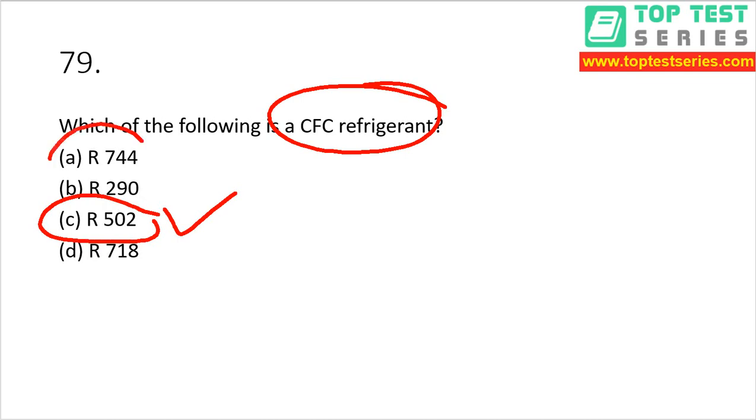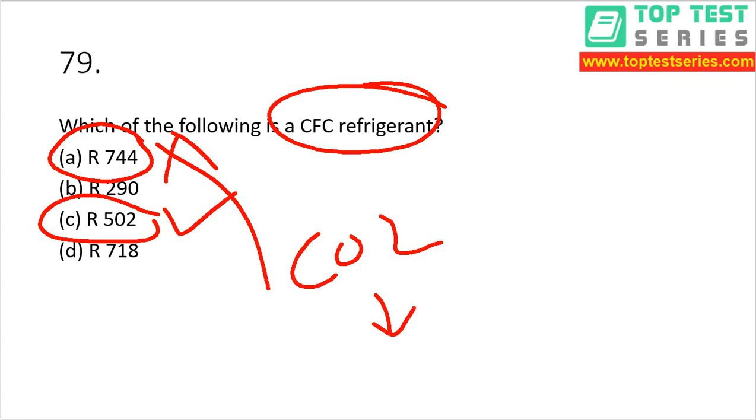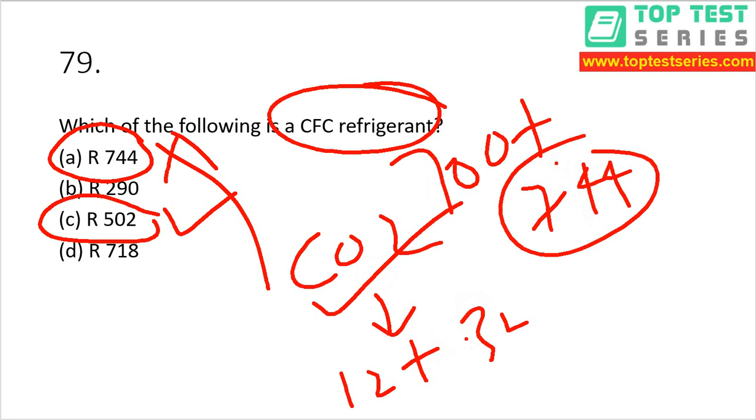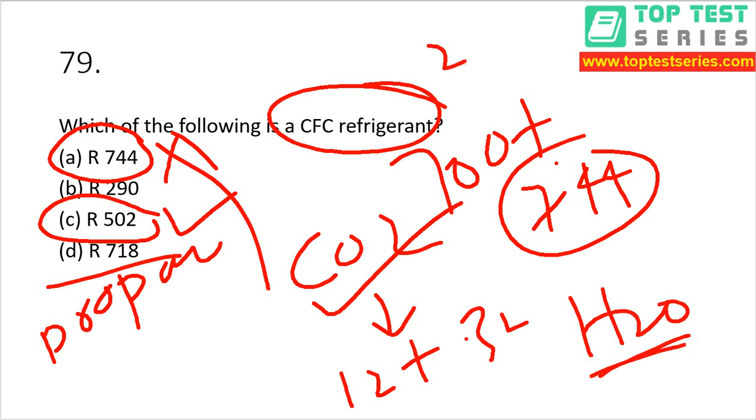Now, my dear, R744, that is CO2. Just look at this. C is 12 and 700 plus should be there, and O2 is 32. So 744 is for CO2, right? And 290 is for propane, right? Propane. And 718 for water. Just look at water, 2 plus 16, right? And that is 718 because for inorganic refrigerants, what will happen? We have to consider refrigerant number starting from 700 for inorganic compounds, right? So you should write that.